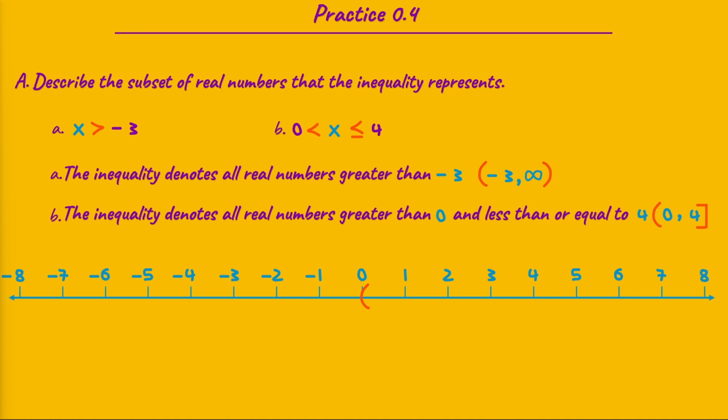We are going to draw parentheses, which means that 0 is not included. Then here is number 4. We will draw a bracket, which means that number 4 is included in the interval. And here are the numbers between them. Now let's move to the next practice.